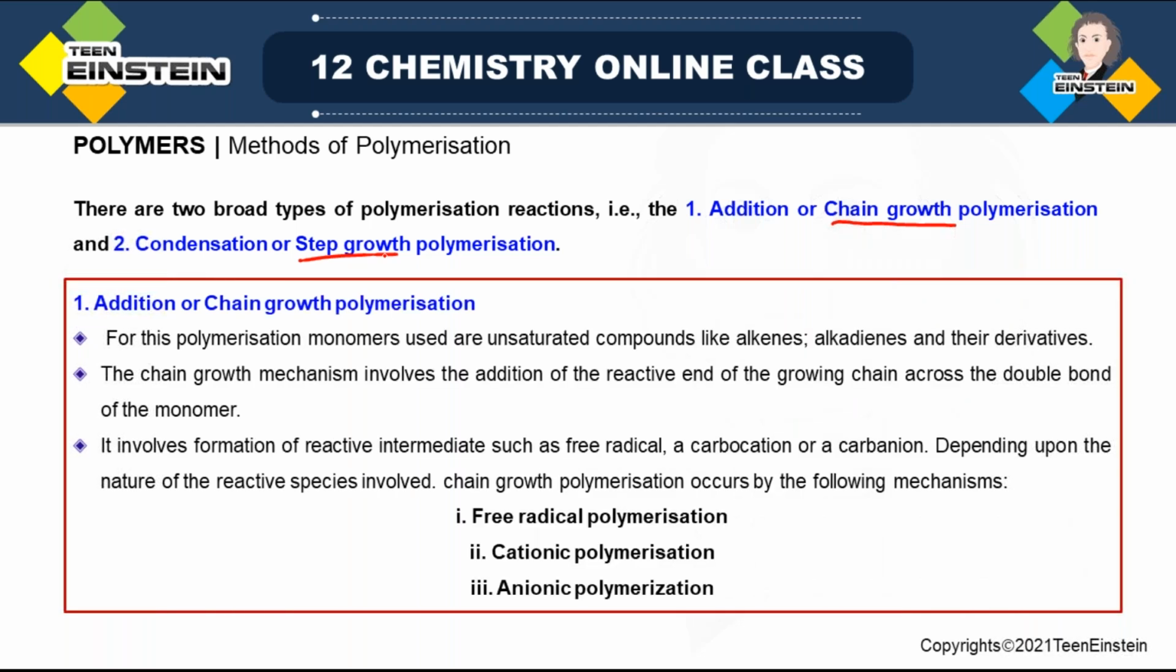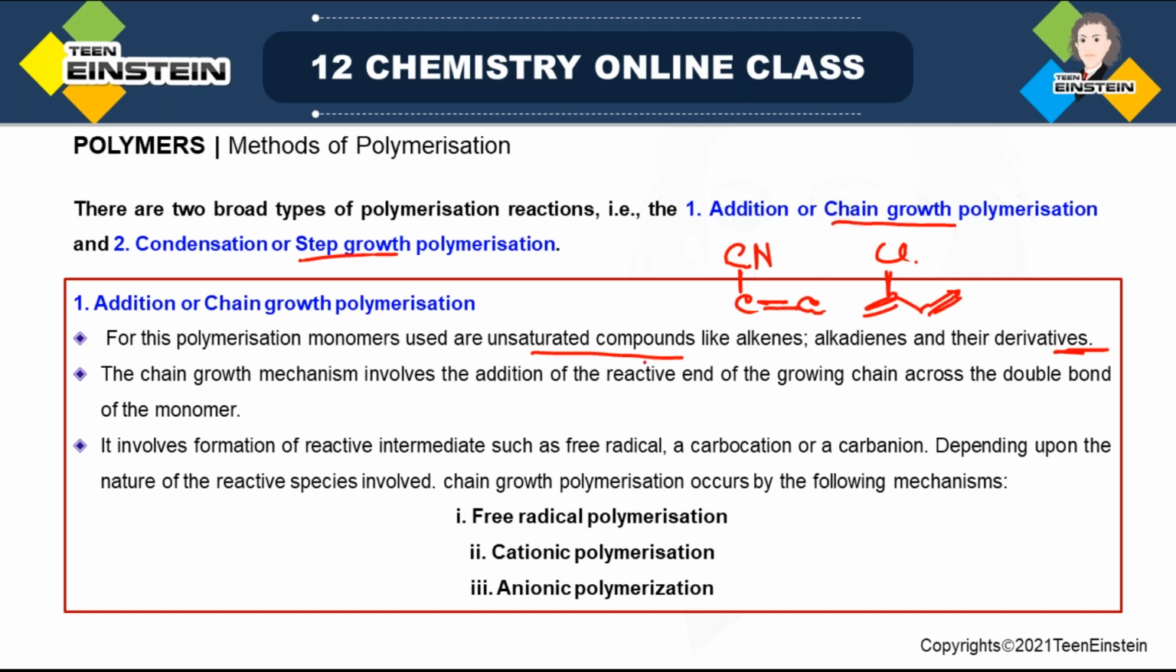So when it is addition or chain growth polymerization, we have some primary idea, but now we are going into details and we will see some important examples of polymers and how they are actually synthesized starting from monomer. For this type of polymerization, monomers that are used are unsaturated compounds. For example, it may be alkene, that is C=C double bond. It may be alkadiene, that means 2 double bonds may be present. Suppose 1,3-butadiene. So this is alkadiene and their derivatives. Derivative means there may be some groups present. Suppose here we have some group Cl, or here we have some group CN, like this. So monomers may be alkene, diene, and their derivatives.